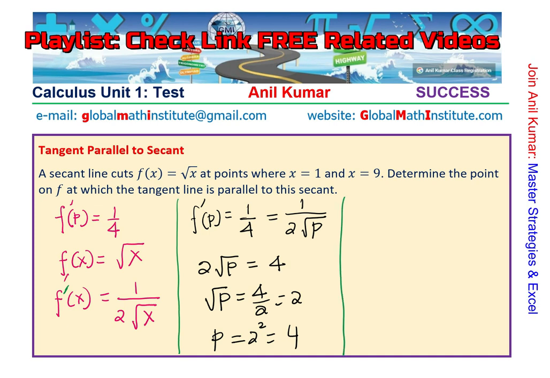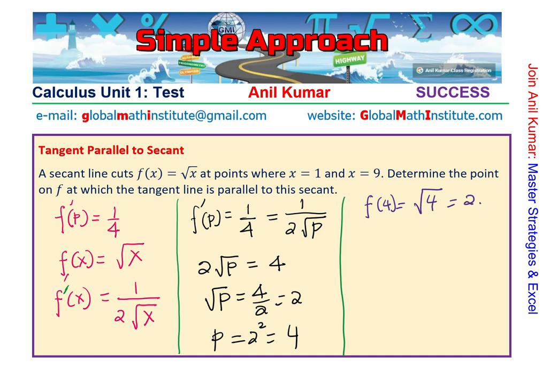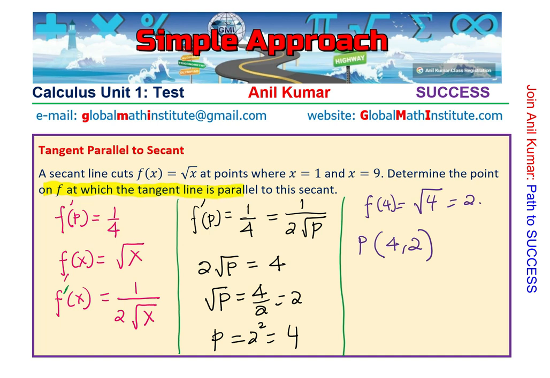Now we can find the y value also. So f of 4 will be square root of 4, which is 2. And therefore, we know that the coordinates of point P are (4, 2). Make sense? So we have solved this question and found a point on f where the tangent line is parallel to the secant line. Does that make sense?